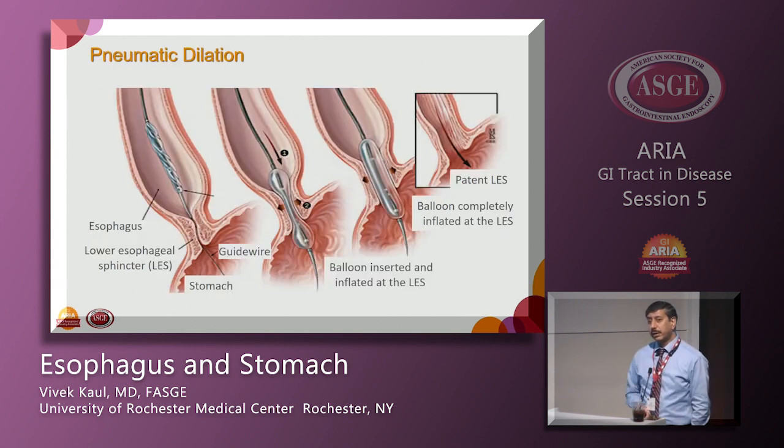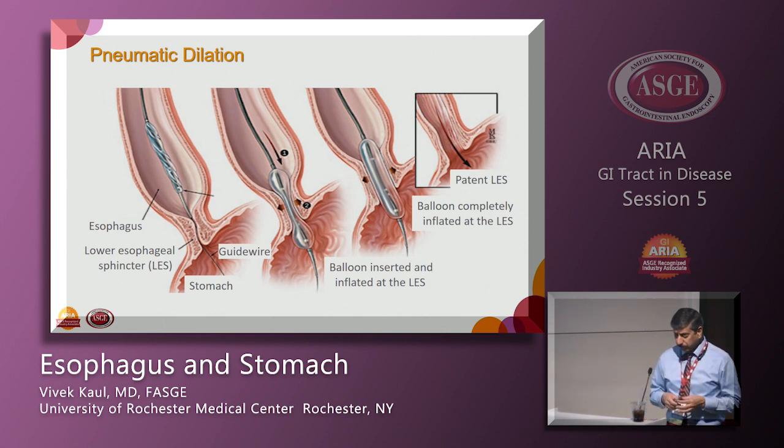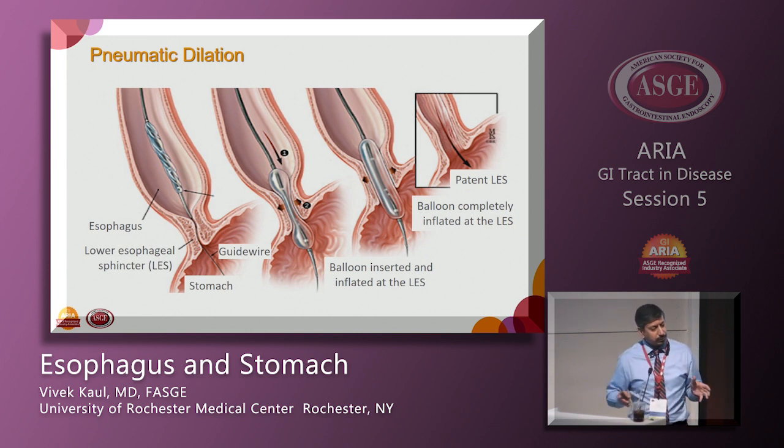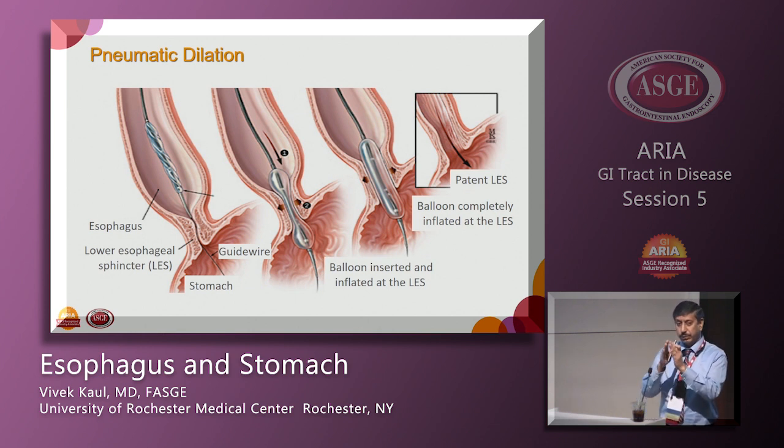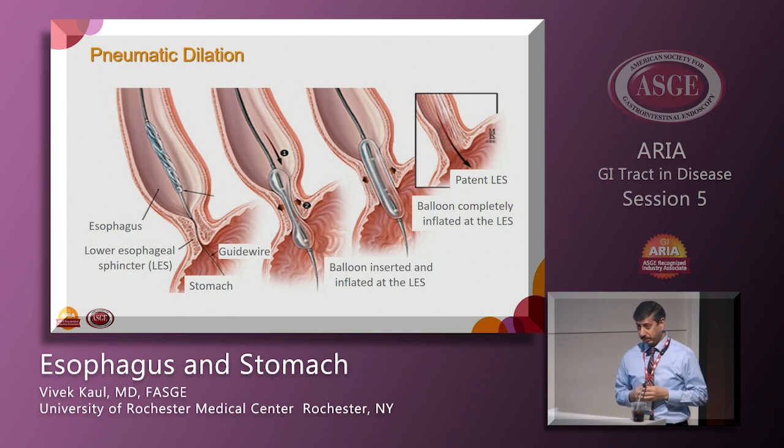Pneumatic dilatation is balloon dilatation of the sphincter, but this is not any ordinary balloon. As far as I remember, short of the obesity balloons, this is the largest balloon in endoscopy. Okay, it's about 30 millimeters is the smallest one. It goes to 35 and then 40. Big balloon. It gets real hard, and it's full of air when you inflate it.